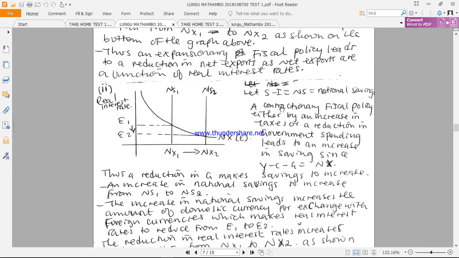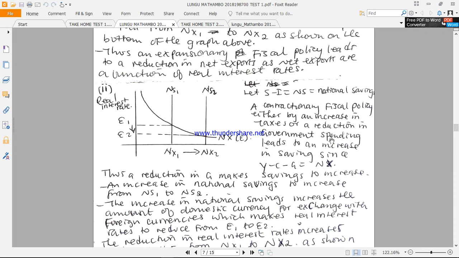So I'm saying that a contraction in fiscal policy, either by an increase in taxes, or no. Just a moment, I want to analyze something. No, a contraction in fiscal policy by reduction in government expenditure.